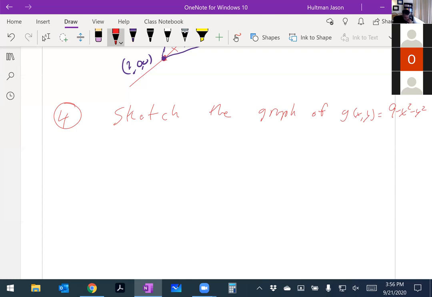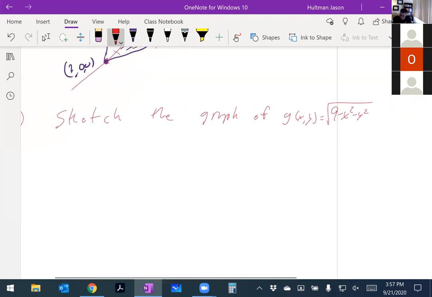Did I write this down wrong? Thinking. Yeah, let's do the square root here. Let's graph that. Yeah, that makes more sense.